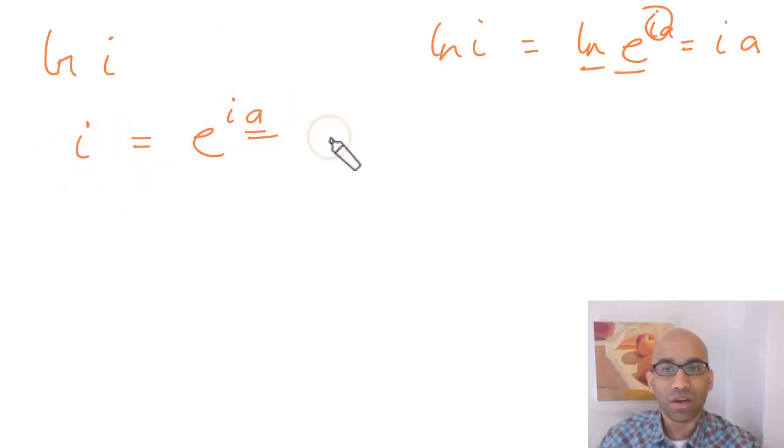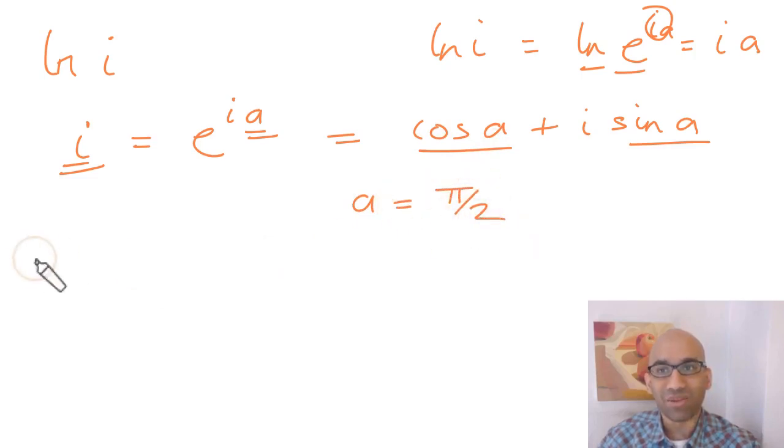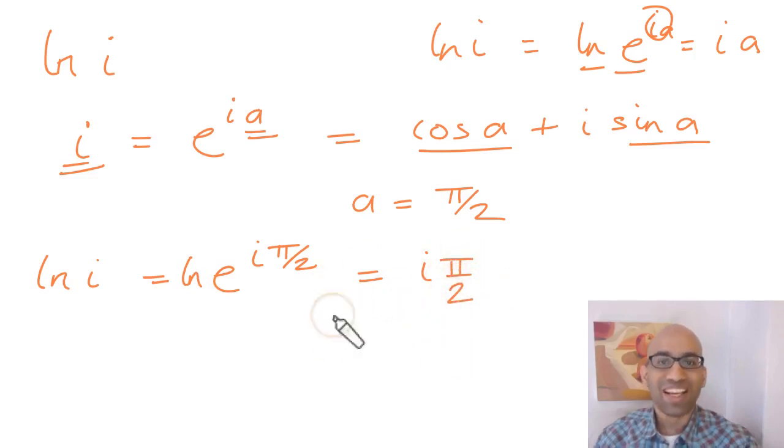And that's easy, because we know this is equal to cosine of a plus i sine of a. And here we've got just an i, so sine of a should be equal to 1 and cosine of a should be equal to 0. We know the simplest value for that will be a equal to pi divided by 2. So log of i will be, I need to take a log over here, and so this is just going to be equal to i times pi divided by 2. And so that was the final answer to the previous hint.